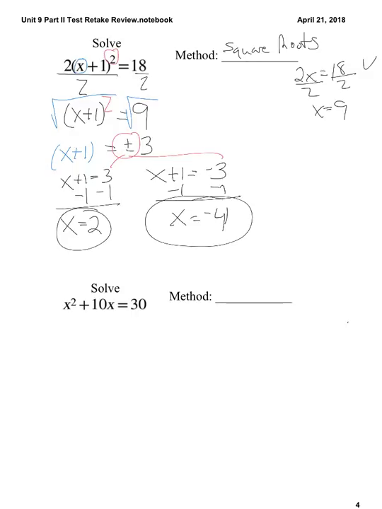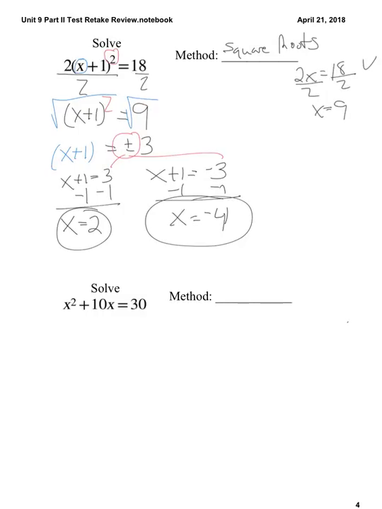If I were to go through and plug those into my original equation, I would get 2 plus 1 is 3, 3 squared is 9, 9 times 2 is 18. If I plug in negative 4 for x, I get negative 4 plus 1 is negative 3. Negative 3 squared is 9. 9 times 2 is also 18.